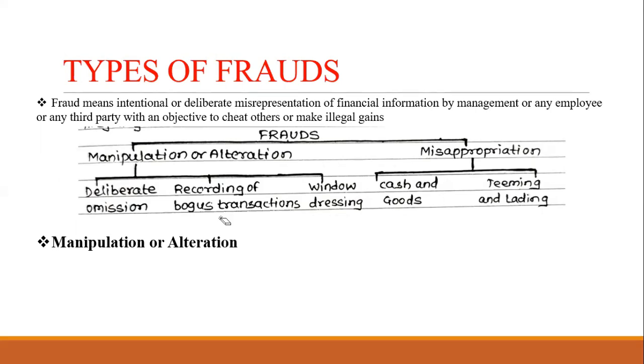First is manipulation or alteration, meaning making some changes in your accounting statement. Now this is intentionally made. When you intentionally make changes in your accounting statement, we call it manipulation or alteration to the books of account. Under that, we have first deliberate omission. Deliberate omission means not by mistake. You are trying to omit something deliberately. You yourself are trying to omit that particular transaction.